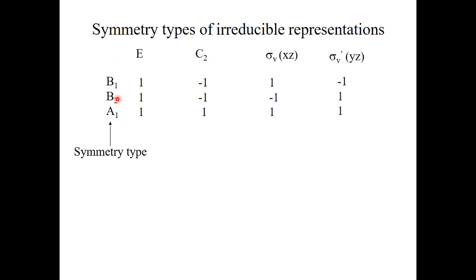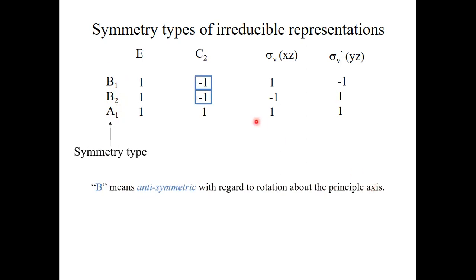So what do these letters and subscripts actually mean? B means antisymmetric with regard to rotation about the principal axis. Okay, the principal axis is in this case the C2 axis, and you see here that both for the x coordinate and the y coordinate, the characters underneath the C2 are -1. So for that reason, the irreducible representations associated with the x and the y coordinate are of B type.